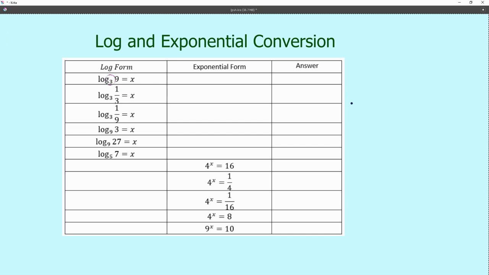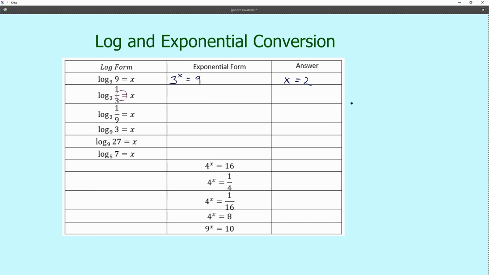So you always start with the base of the log, so that's 3, and then you go a circle around. 3 to the x power gives you 9. So 3 to the x. Oh, why did I put 3? 3 to the x is equal to 9. And what's the answer? x has to be 2, right? So log base 3 of 9 is equal to 2.